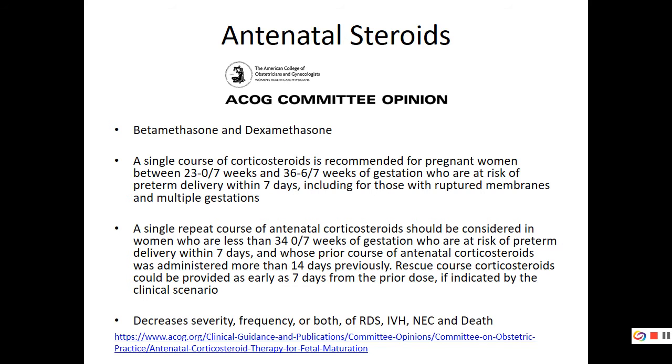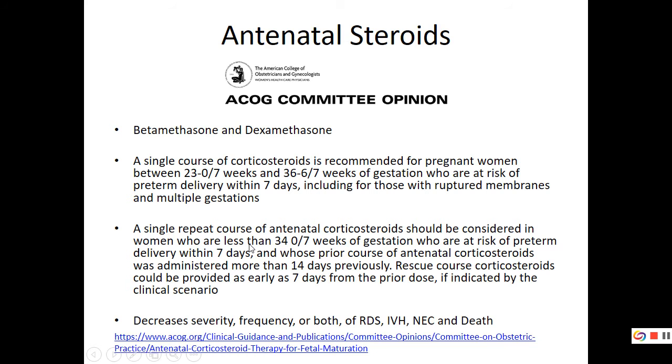And this, I don't know if you recall, but this 36 and 6/7 is a recent development. Until about 3 or 4 years ago, it was only up to 34 weeks. So now we do up to 36 and 6/7 weeks of gestation who are at risk for preterm delivery within 7 days, including those with ruptured membranes and multiple gestations.